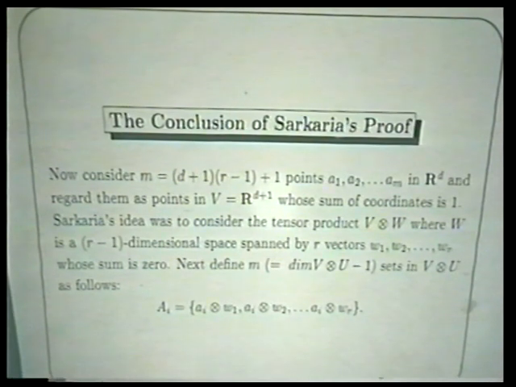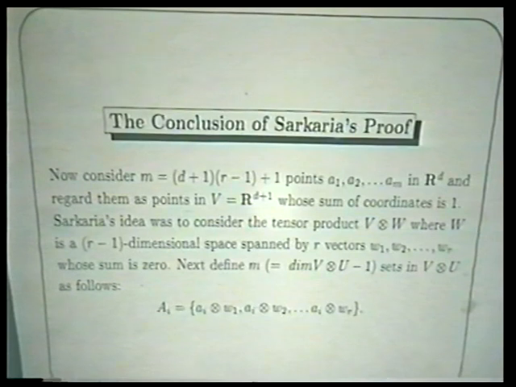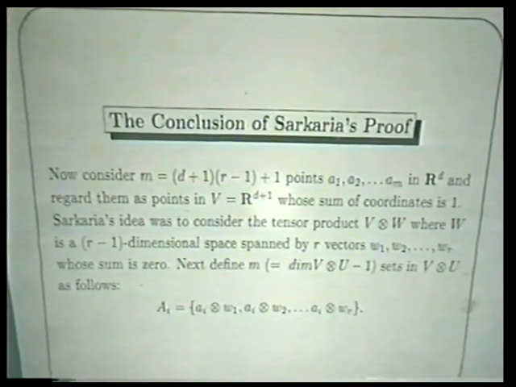And now we choose another vector space, W, which is an (r-1)-dimensional vector space, spanned by r vectors, w1 up to wr, whose sum is 0. So in W we have a simplex which contains 0. And now we consider the tensor product of V and W. And in this tensor product, we consider m sets.